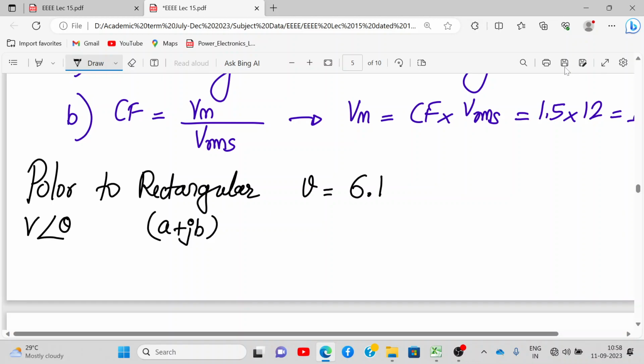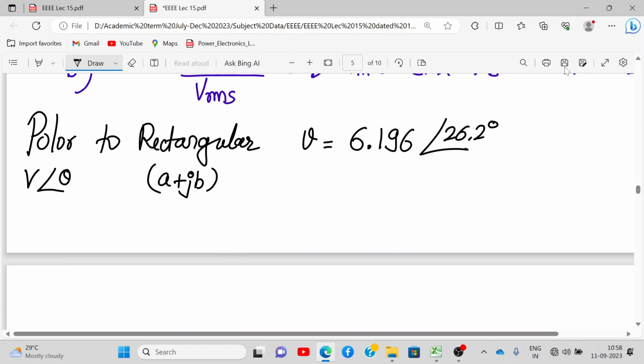Write down this V 6.916 angle 26.2 degree. So I want to convert this into rectangular. How will I do that? In your calculators you have REC written, right? Can you locate REC? Yeah? So press shift REC and write here 6.196 comma 26.2. Did you find that?